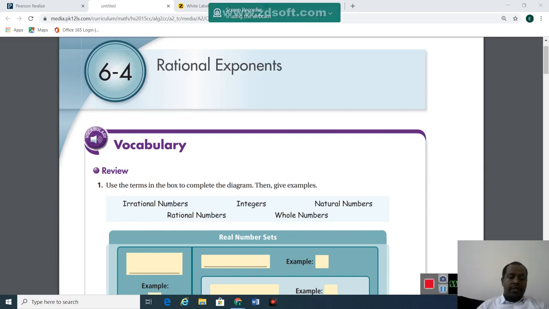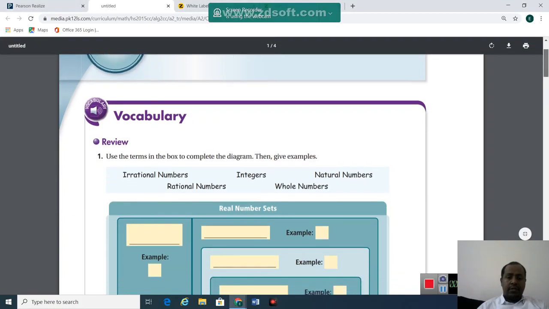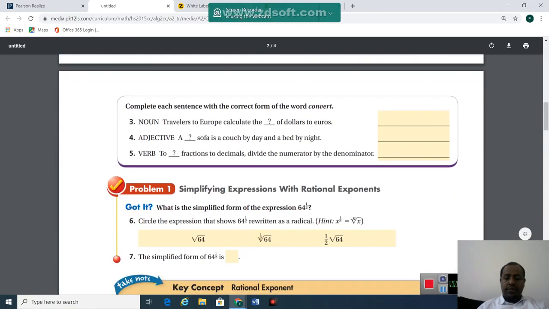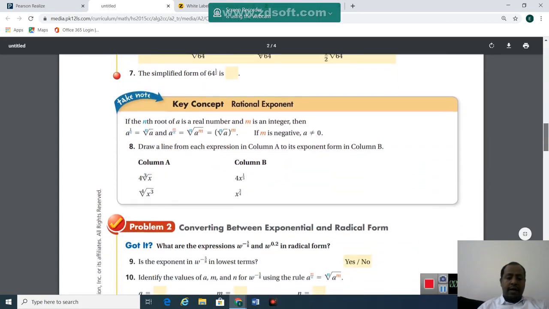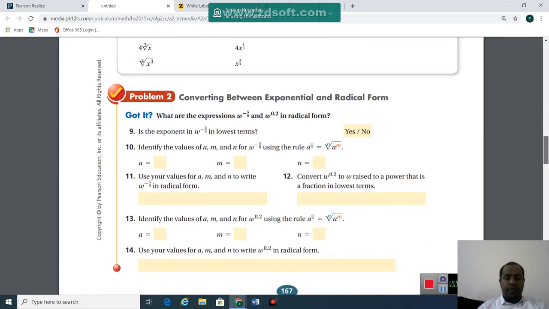Hello, welcome to section 6 for Rational Exponent. This is our 11th week lesson. In this lesson, we will see how to simplify rational exponent. We will see how to simplify expression involving rational exponent. Then we will see how to convert exponential expression to radical form.